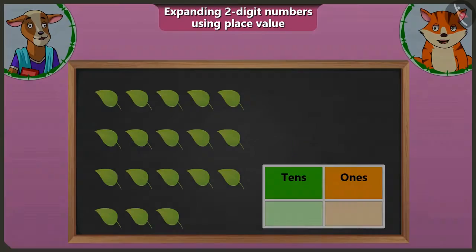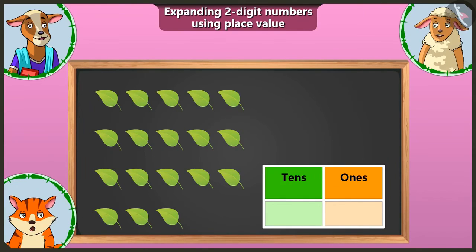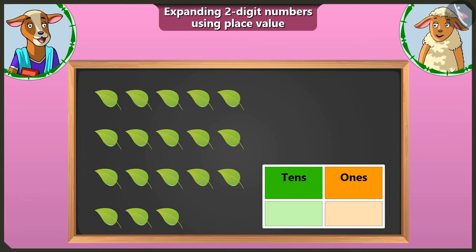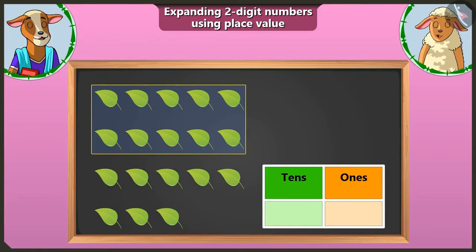Well done, Billy. Now look, there are some leaves here. Who will make their groups and write it? I will write. All right, both of you do it one by one. First, I will make a group of 10 leaves. 1, 2, 3, 4, 5, 6, 7, 8, 9, and 10. I have made a group of 10 like this. Now there is one group of tens here. So we will write 1 in the tens box.